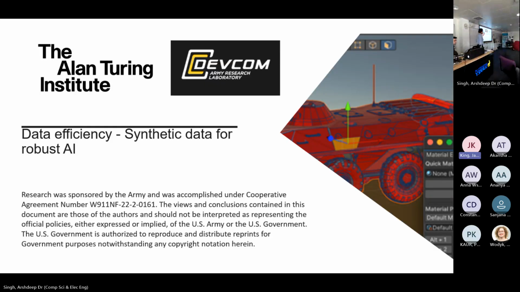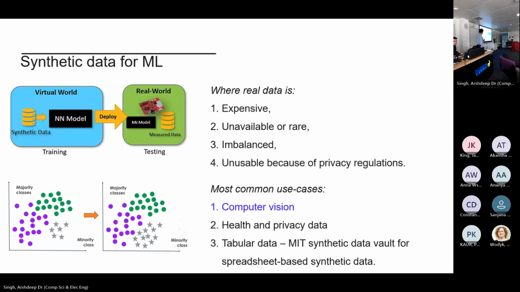US Army Research Laboratory. And this work looks at using synthetic data for making AI systems more robust. So where does synthetic data give the most benefit? Where real data is expensive to acquire or unavailable, imbalanced. So you have one class with very rare data, or it's unusable because of privacy regulations. And the most common use cases are computer vision in health and privacy, and also for business.